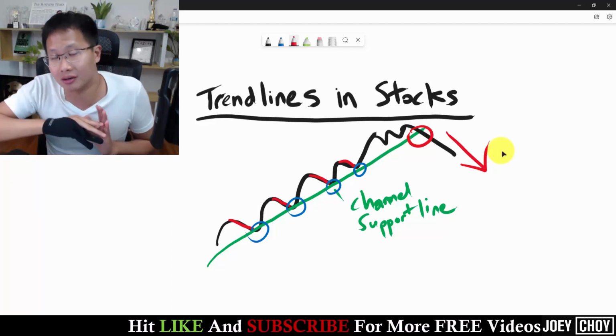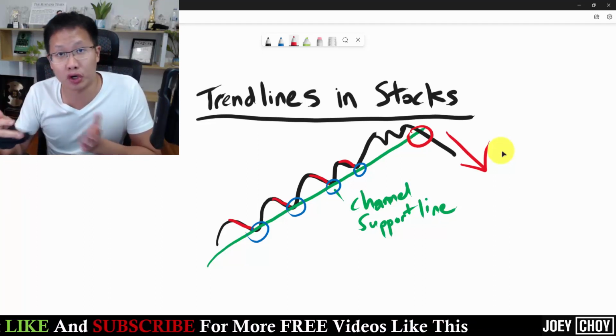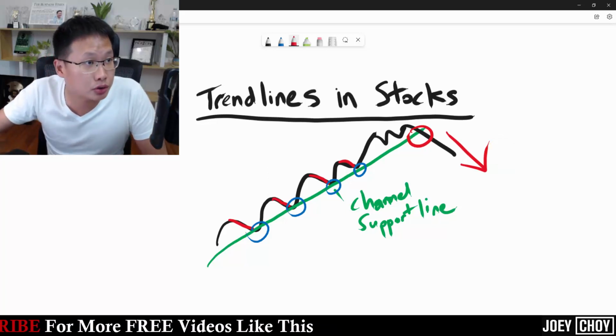Just by drawing an upward sloping channel support line, you can gauge the trend and if the trend has broken from up to down, right? So this is an uptrend. What about a downtrend? Let me just draw it for you again.